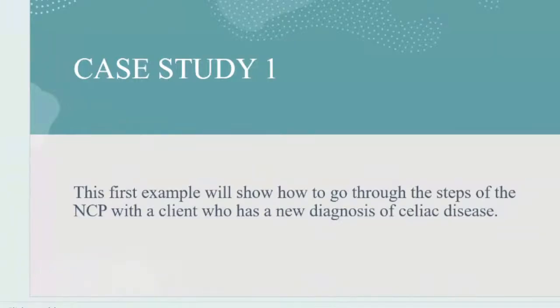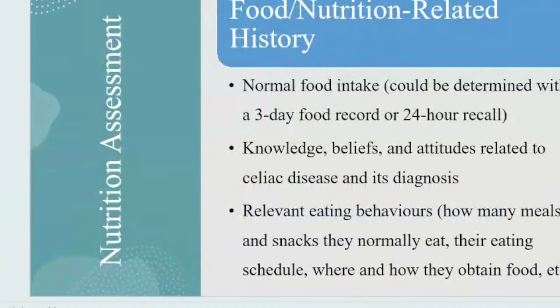Okay, so we have this case study that we go through together, so that we see if we all identify the various stages. It has been put in a way that can be entered in ADIME form in your hospital information system. It's easier, it has been put in that way. So this is a patient who has been newly diagnosed with celiac disease. First of all, food and nutrition related history.